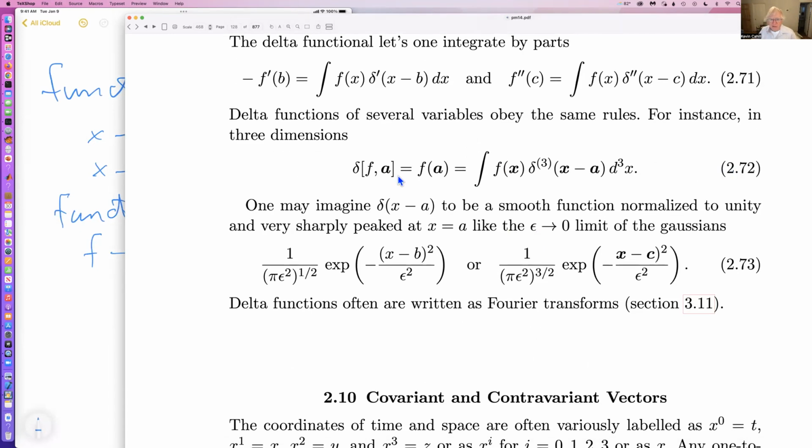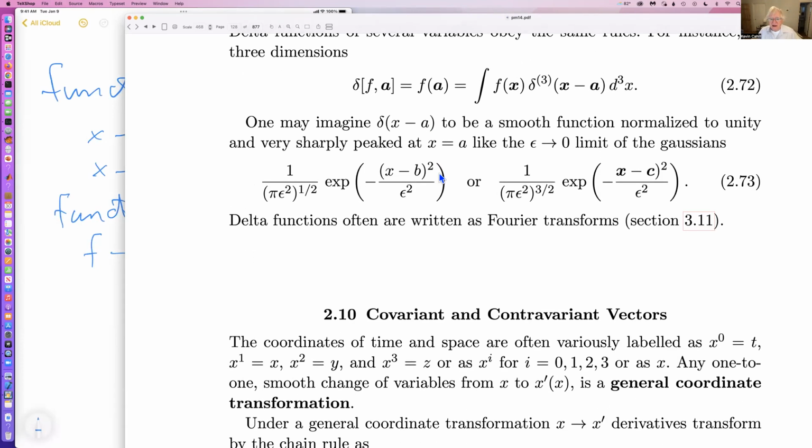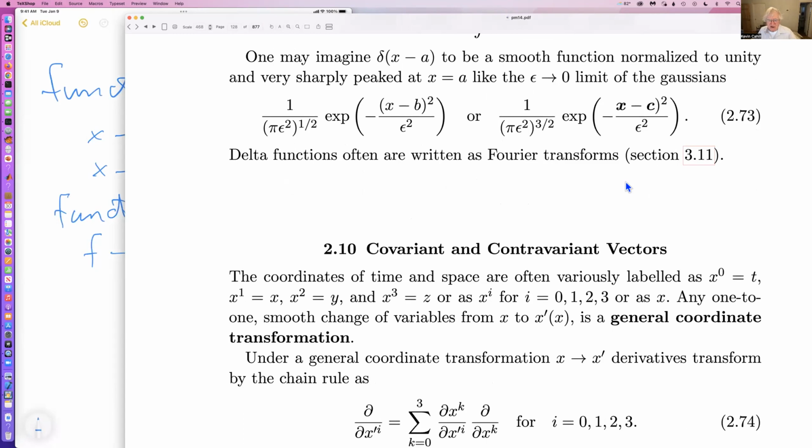And for several variables, they work the same. The delta function of a function and a point a is the integral of f of x delta of x minus a. It's f of a. And we can imagine delta functions as looking like this in 1 and 3 dimensions.